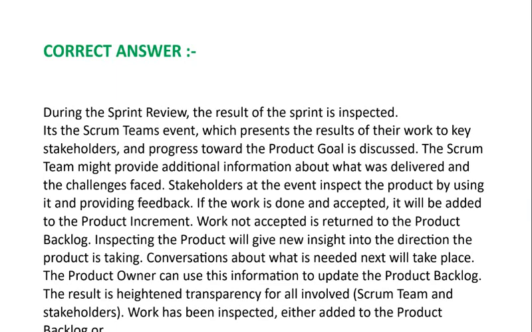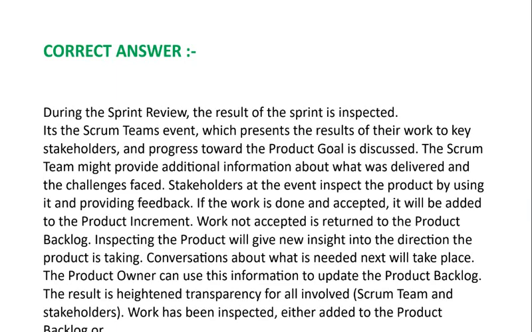Stakeholders at the event inspect the product by using it and providing feedback. If the work is done and accepted, it will be added to the product increment. Work not accepted is returned to the product backlog. Inspecting the product will give new insight into the direction the product is taking. Conversations about what is needed next will take place. The product owner can use this information to update the product backlog.